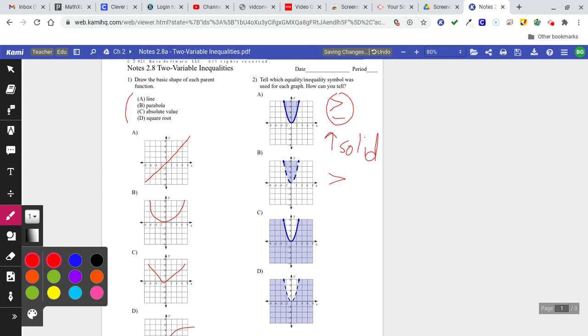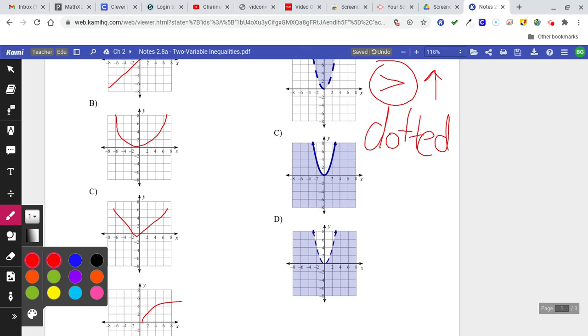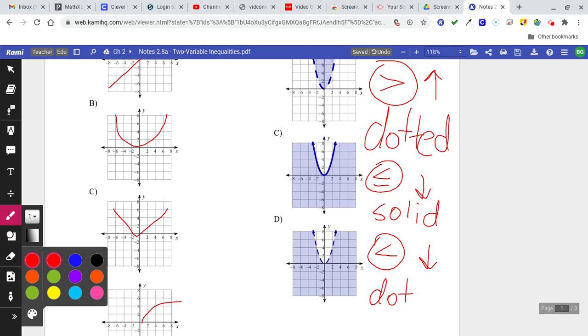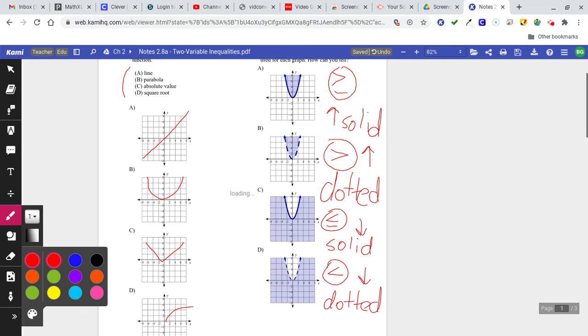The next one is definitely a greater than symbol. You're still shading up, but this time it's dotted. The next one is a less than or equal symbol. You can see it's shaded down, but you see a solid line. So the next one is just less than. We're still shading down below the line, but it is a dotted line. So those are the 4 shadings that you'll see. Learn the difference. Greater than or equal, greater than, less than or equal, less than.